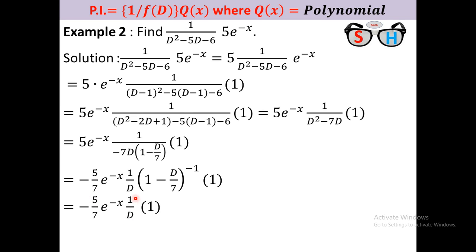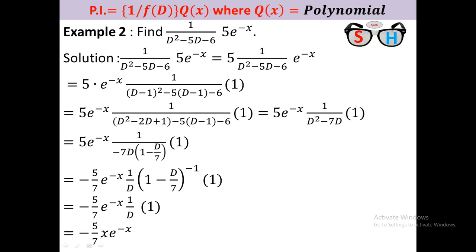Minus 1 by 7 into 1 by D of 1, that is minus 1 by 7 D of 1. This is minus 1 by 7 D of 1. So you can directly write this after that line. Now 1 by D of 1 means x, that is, this is minus 5 by 7 x into e to the power minus x. Therefore this is the solution of example 2.